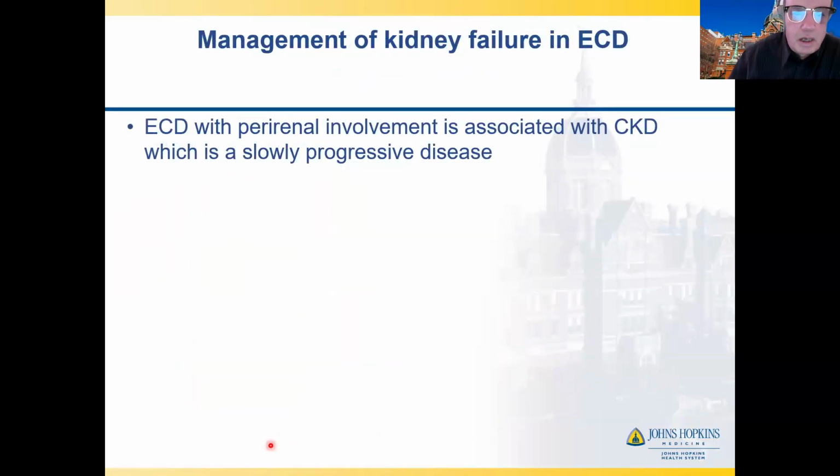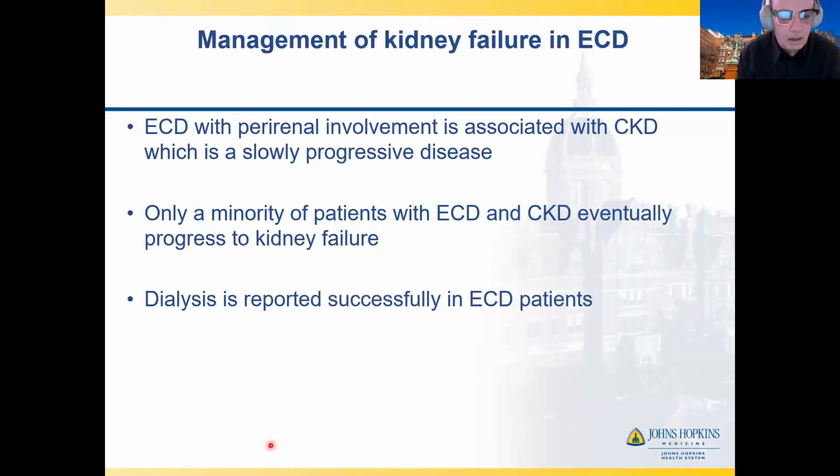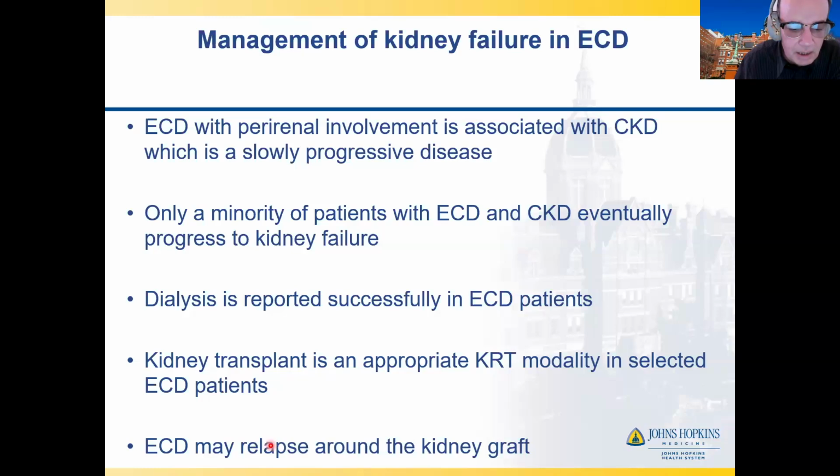So the management, what happened if the patient developed kidney failure? So we know that ECD is really slow progressive. So we don't expect patients to develop in this stage, but it happens. So patients who develop kidney failure, we can pursue dialysis, which has been successful in ECD patients. Not only that, we can do transplant as well in ECD patients. And again, the problem is that ECD relapses around the kidney graft, so it's not really safer.